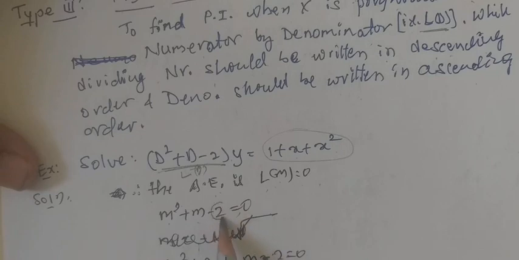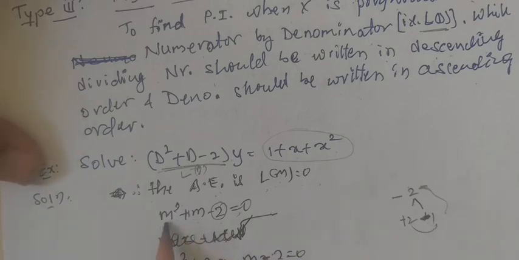Now since it's a quadratic equation, we need to concentrate on the constant number and the coefficient of m. The constant number is minus 2. If you multiply, you must get minus 2; if you add, you must get plus 1. You have to find two such numbers. So plus 2 and minus 1 are the two such numbers. If you multiply these two, you will get minus 2, and if you add these two, you will get plus 1.